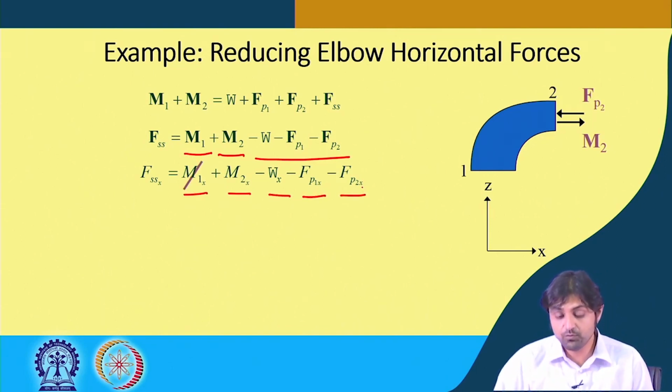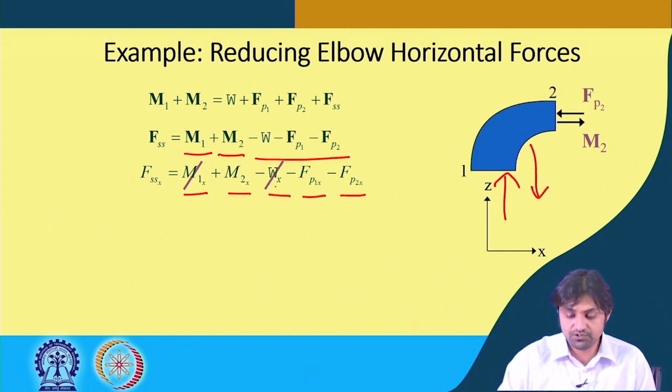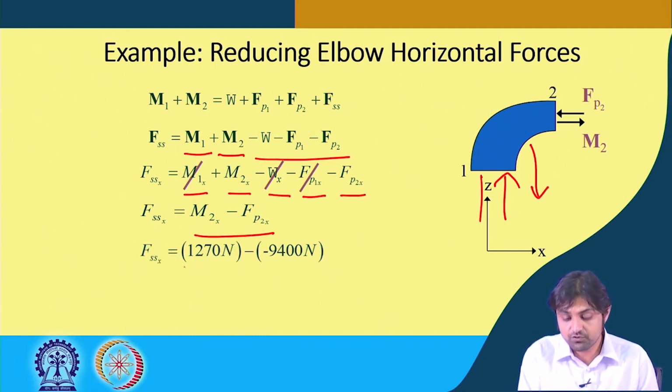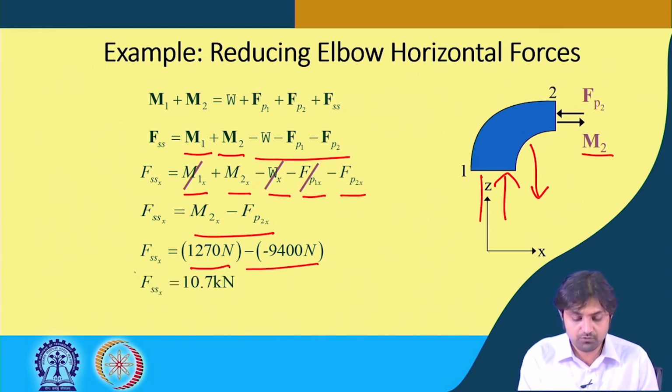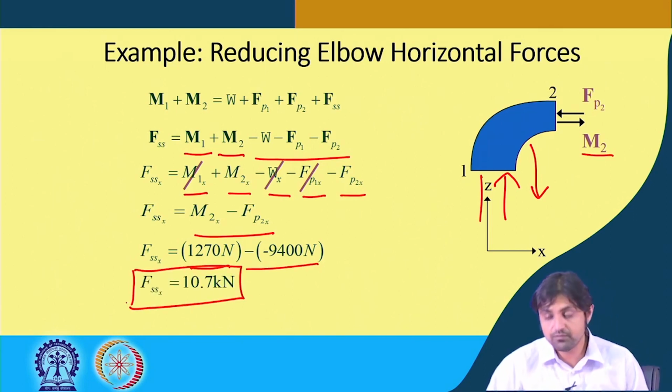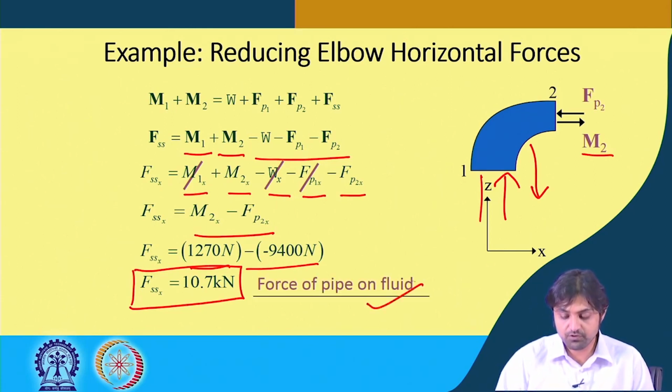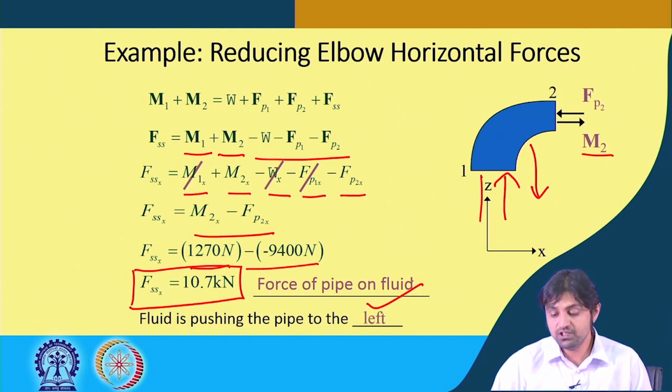For M1x, there is no component of M1 in the horizontal direction because M1 was in this direction. W was again acting vertically, so this is 0, and the pressure was also in this vertical direction, therefore this is also 0. So Fssx is M2x minus Fp2x, and M2x is 1270 Newton that we already calculated, minus of minus 9400 Newton. This came to be 10.7 kilonewton. Very simple. So this is the force of the pipe on the fluid. This means that the fluid is pushing the pipe to the left because Fssx is positive.